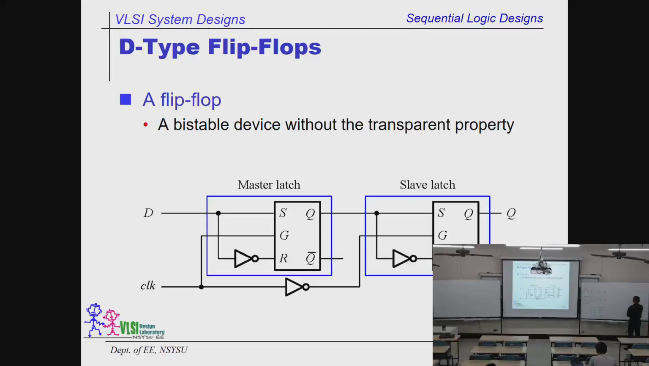We use two boxes over here. Okay, they are all the same except one thing. Now pay attention to this. The only difference of these two latches, two boxes, is the G over here. Okay, so how do we do the connections?